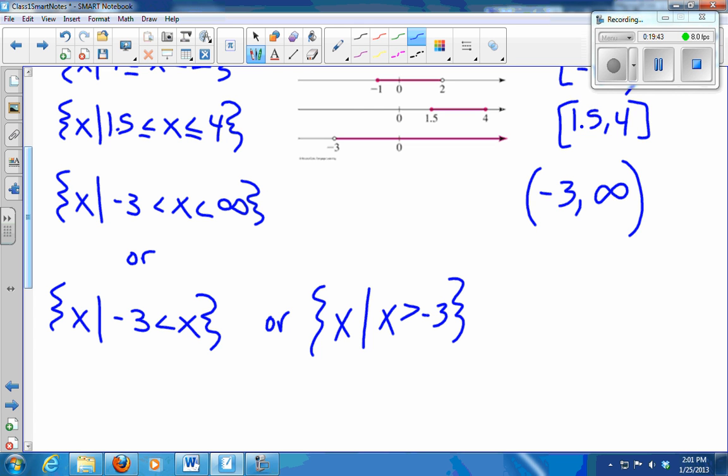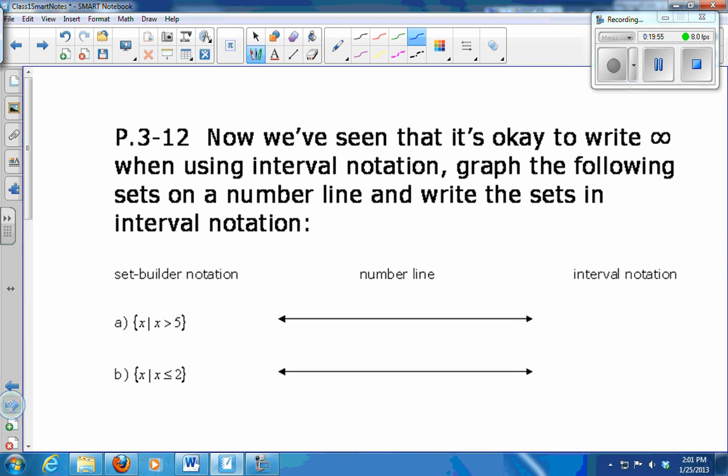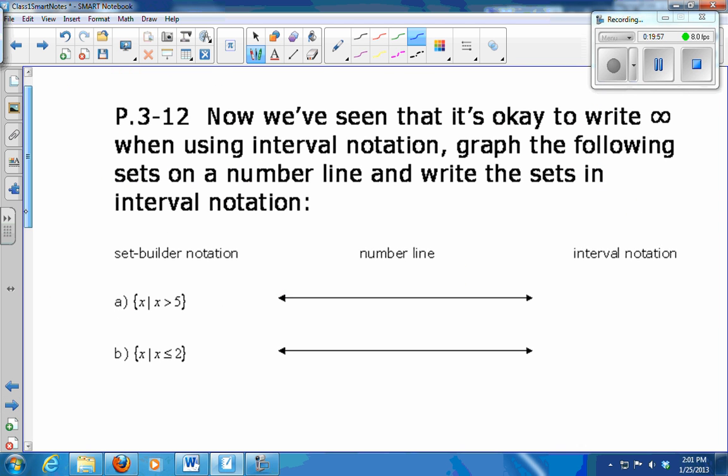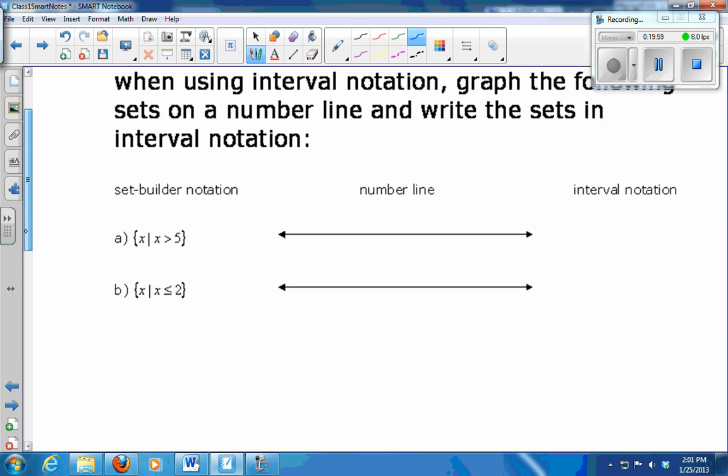All the numbers bigger than -3, instead of saying -3 is less than all the possible numbers. So there's several ways you can write that one. All right, so now you guys seem to pretty much have it down.